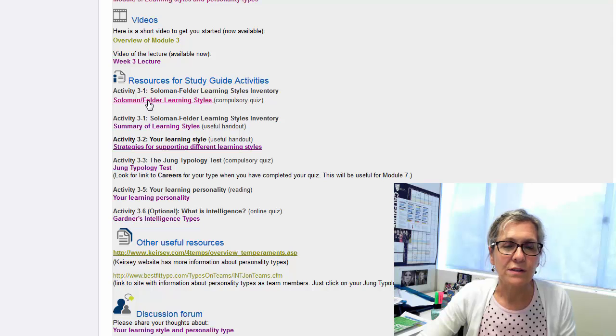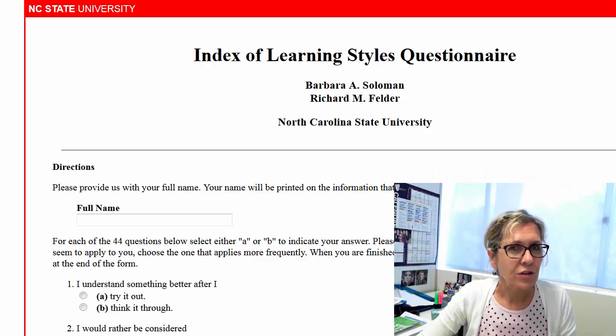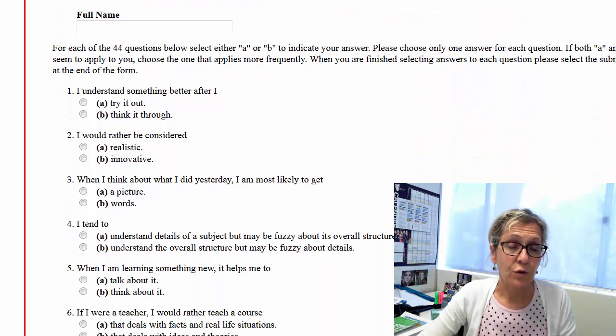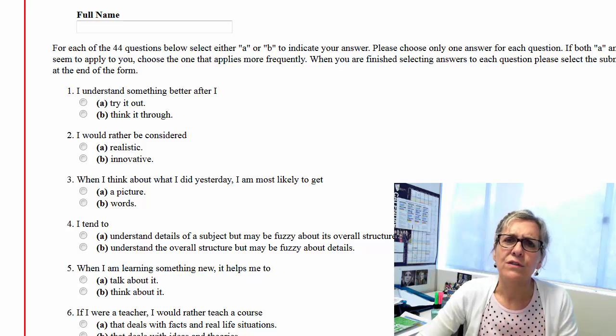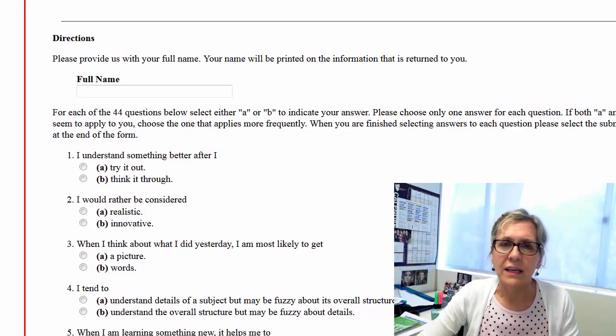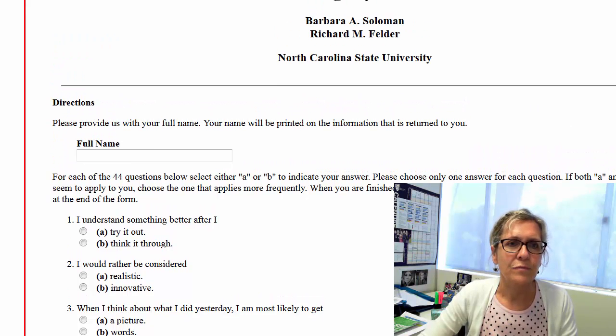Let's have a quick look at the Solomon-Felder, and this is all about learning styles, remember. So there'll be a lot of questions there, and you're asked to nominate one answer or the other. So you only get a choice of two, which can be a little frustrating, but I just say to students, look, whatever your first reaction was, that's probably the answer to go with. So don't overanalyze it. If you need to look up a word because you don't understand the meaning, well, that's different. But other than that, just go with your first response, your first reaction.